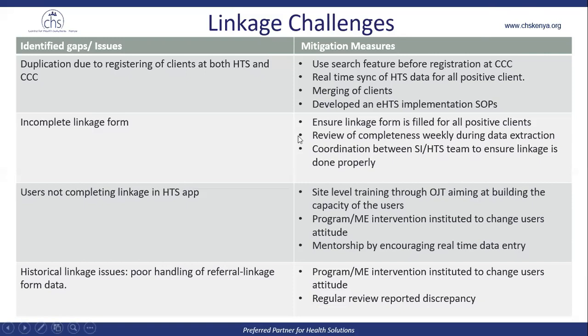So the other bit was also historical linkage issues, and also poor handling of referral and linkage form data. One of the things was first to institute a change on the HTS counselors to make sure that they capture all the information in totality, so as to make sure that for all clients that have been tested positive and linked, we have their linkage information.